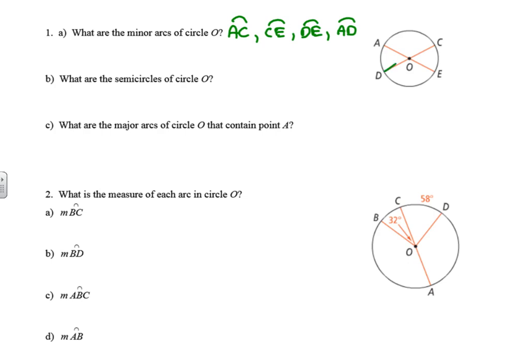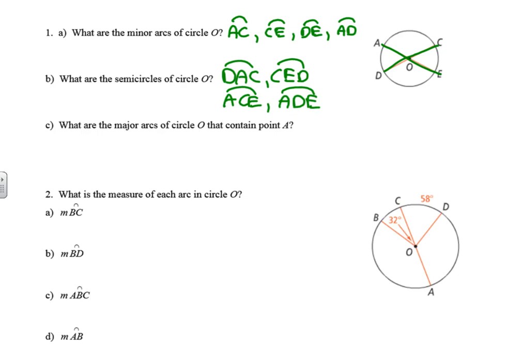Well, the way you find the semicircles is through the diameters. So DAC, that would be a semicircle. And then the other side of that would be CED. And then the other one here would be ACE. So that arc starting at A, going through point C, ending at E. And then on the flip side of that would be ADE. That would be the other half of the circle.